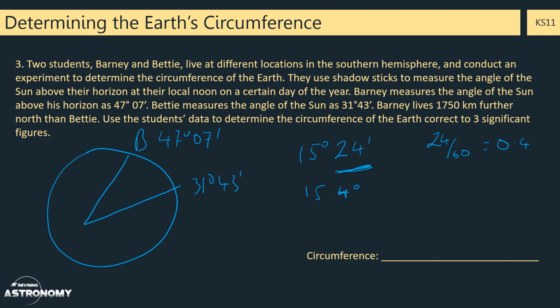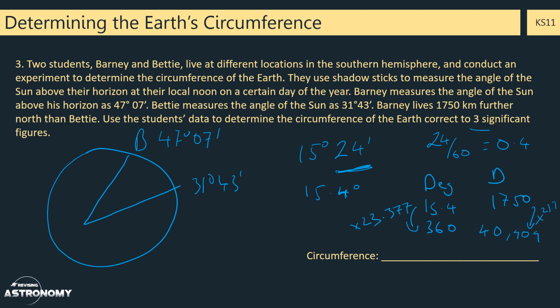So again, very similar to the last question, we can just carry on. We've got the degrees and we've got the distance. The degrees is 15.4 degrees and the distance is 1,750 kilometers. And of course we want 360 degrees. So 360 divided by 15.4 means that we are multiplying here by approximately 23.377. You can continue on doing it more accurately. So we do the same on this side and multiply it by 1,750.